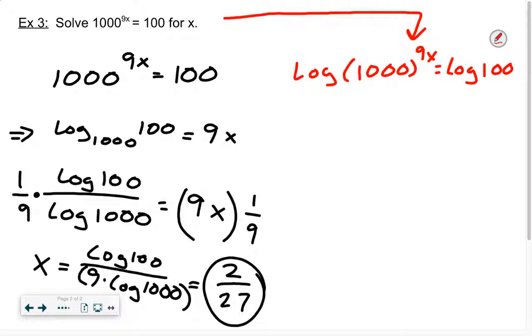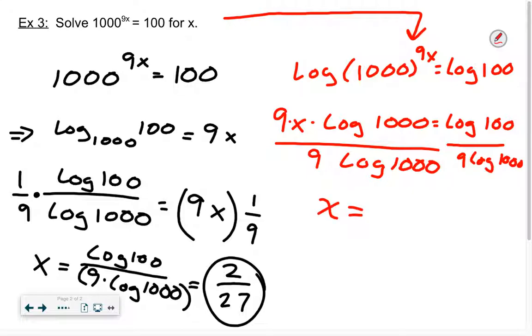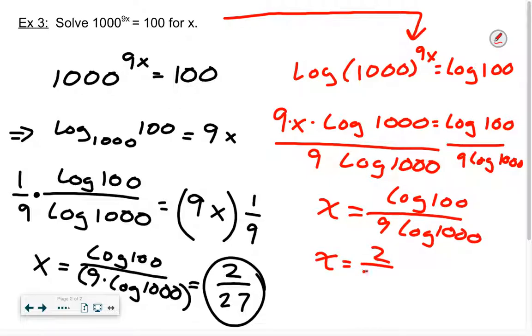What do we do with our power? Bring it down. And then we're just multiplying here between all 3 of these, so we end up dividing both sides by this. So x is again equal to log 100 over 9 log 1,000. And again, there it is.